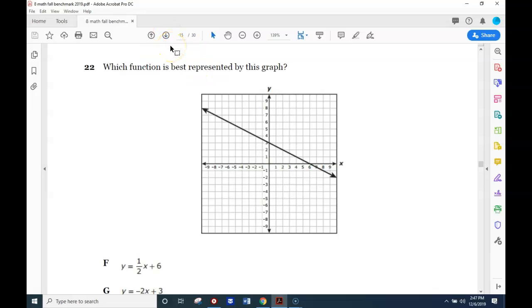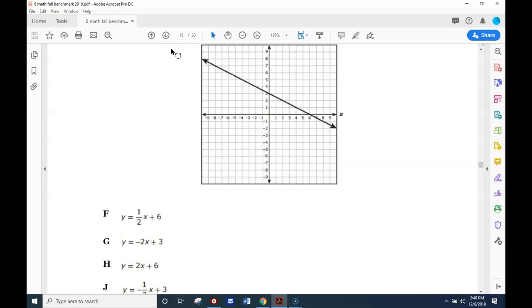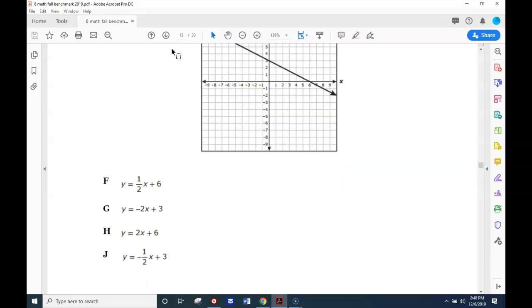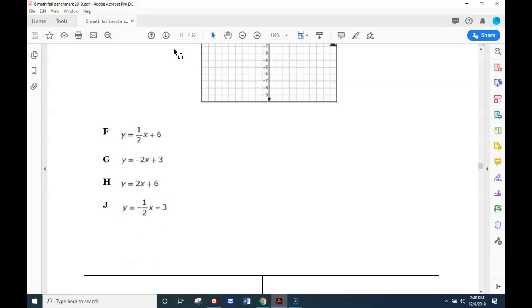Number 22. Which function is best represented by this graph? F, y equals 1 over 2x plus 6. G, y equals negative 2x plus 3. H, y equals 2x plus 6. J, y equals negative 1 over 2x plus 3.